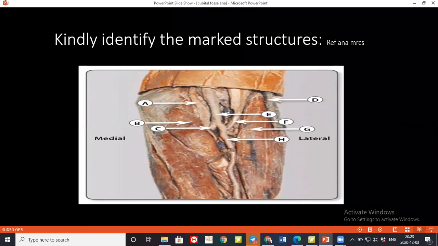Which nerve innervates it? It's innervated by the radial nerve. Yes. Can you also tell me what are the humeral attachments of the common flexor and common extensor muscles of the forearm?